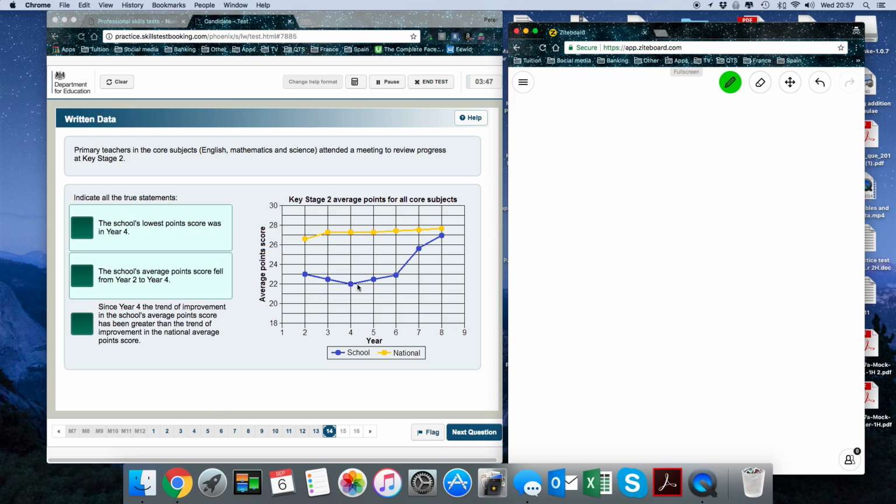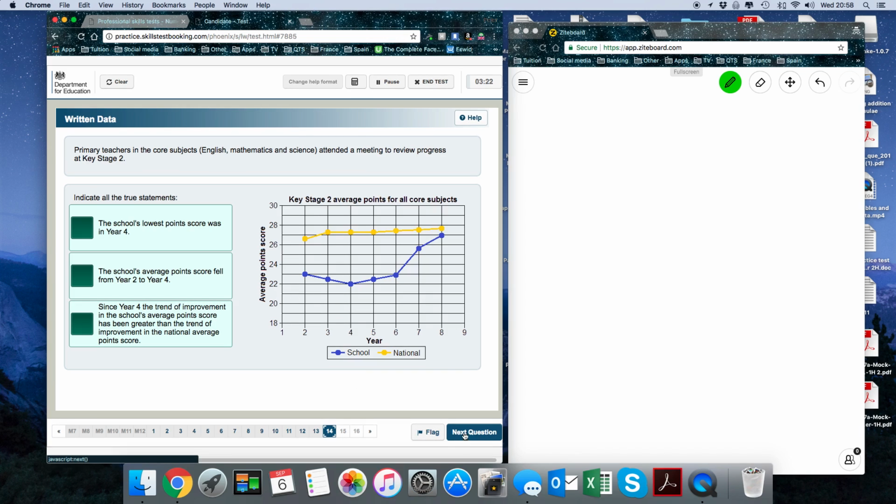If you look at the blue one, from year 4 it's gone up quite a lot. Whereas if you look at the yellow one, it's pretty flat. It has gone up, but it's pretty flat. So it's actually really easy to answer this question without doing any numbers. We just got to get it round the right way. It says the trend of improvement in the school is bigger than the national. It's clearly true. It's a visual thing again. It's a true statement. No numbers required.